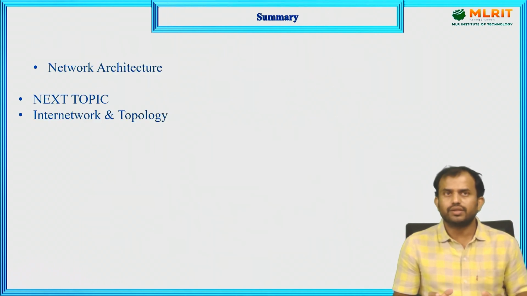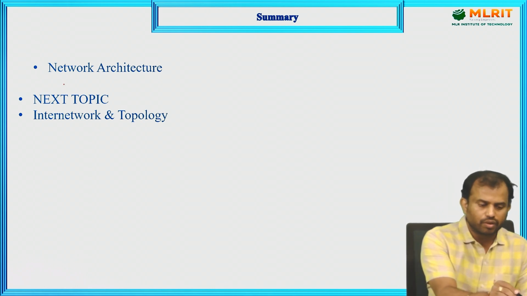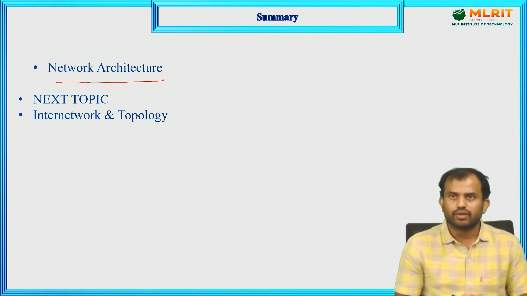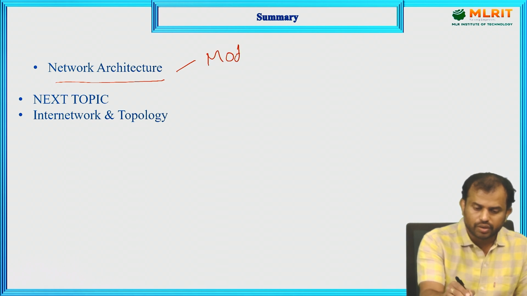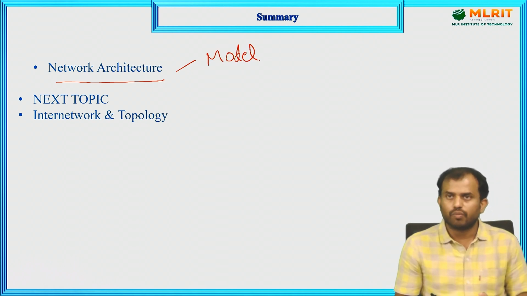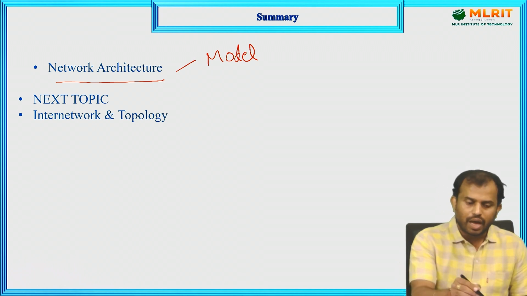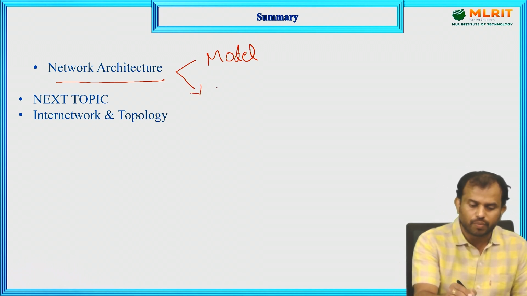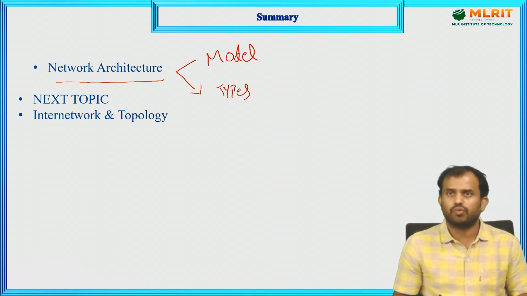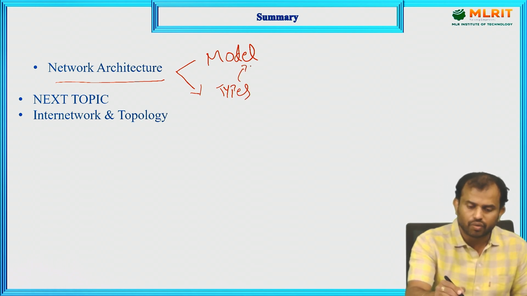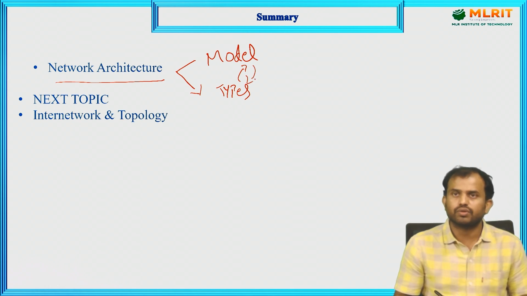In this session, we are majorly focusing on network architecture. What is network architecture? There we focus on two important scenarios. One is the model, which means the client-server model, the peer-to-peer connection model, or the distributed model. We also focus on the types of network architecture. These two things are interlinked. With the help of the model and the type, we can design the network architecture.